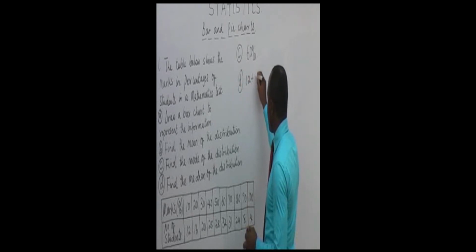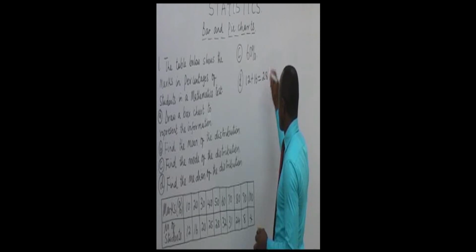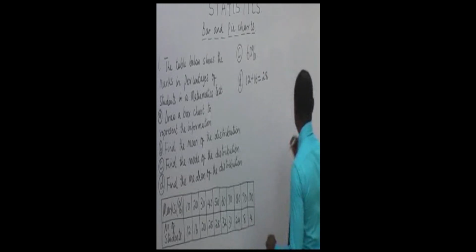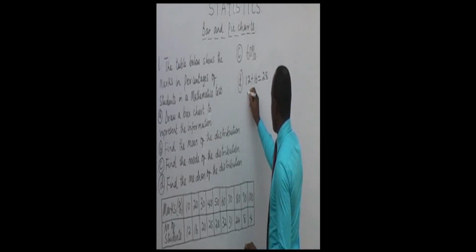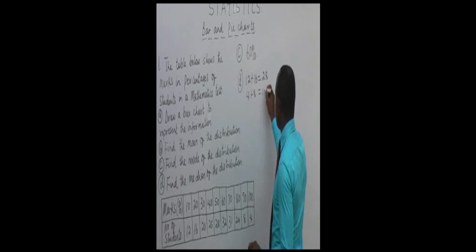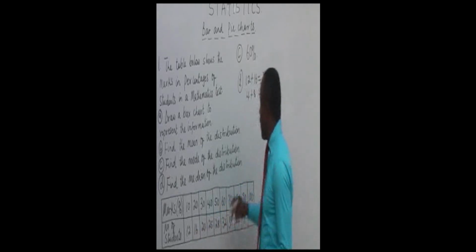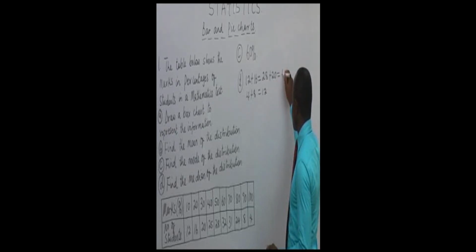12 plus 16 is equal to 28. Then from this side, 4 plus 8. Let me write it. 4 plus 8 is equal to 12. Now we have added from here to here. Then plus 20 is going to give you 48.